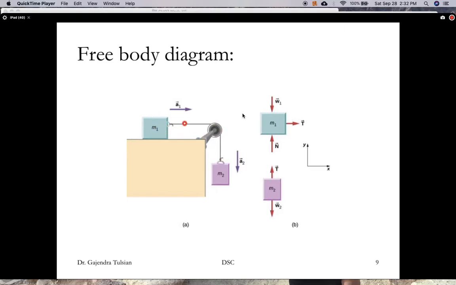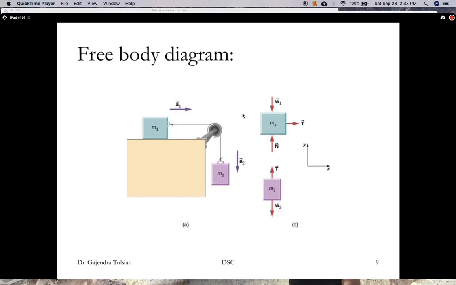Here are two objects attached by a string going over a massless, frictionless pulley. When the pulley is massless and frictionless, the tensions on either side of the string are equal. When the pulley mass is non-negligible, the tensions will be different, but we won't consider that situation now. Since the two objects are attached, the magnitude of their acceleration will be the same. Since the direction is different, we are denoting acceleration as A1 and A2.